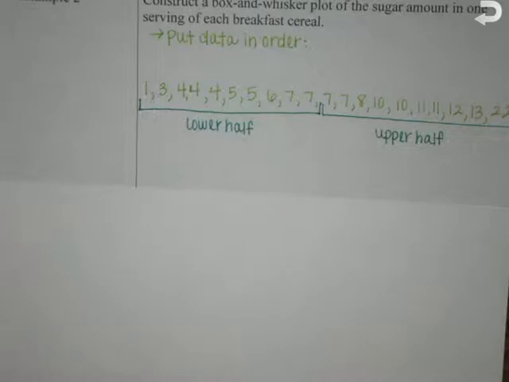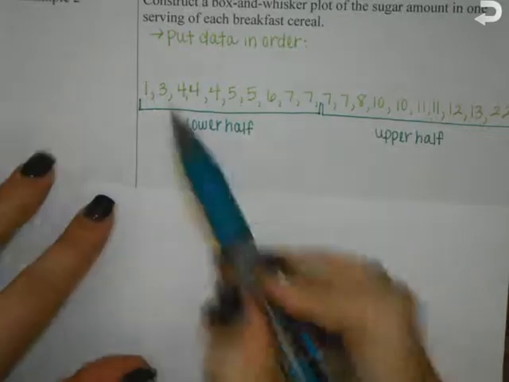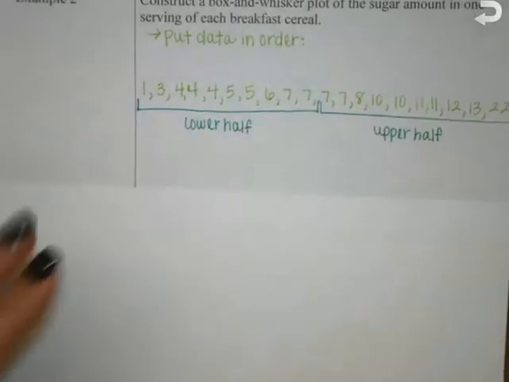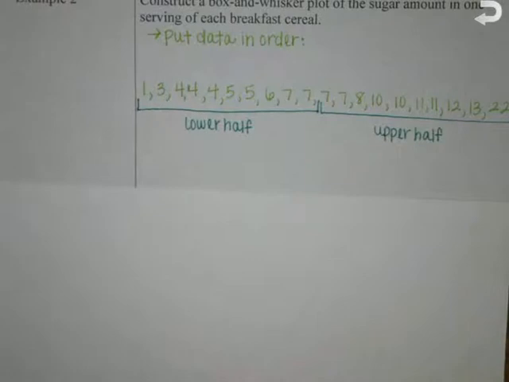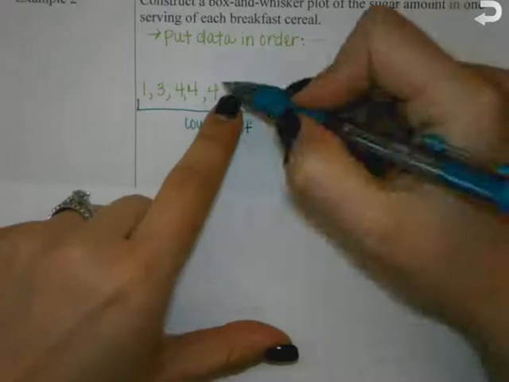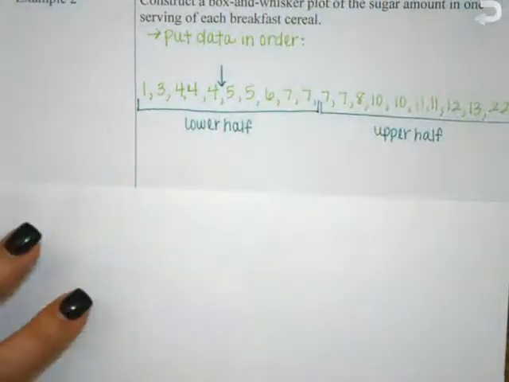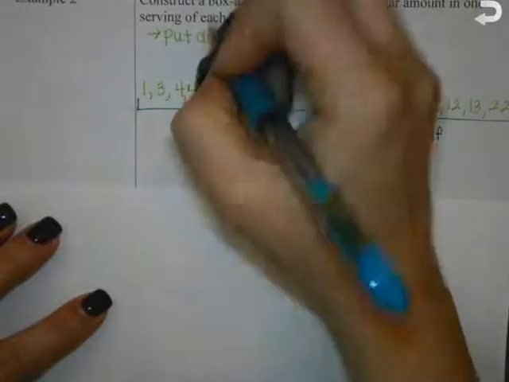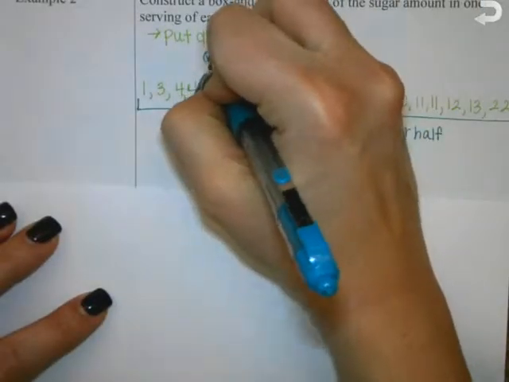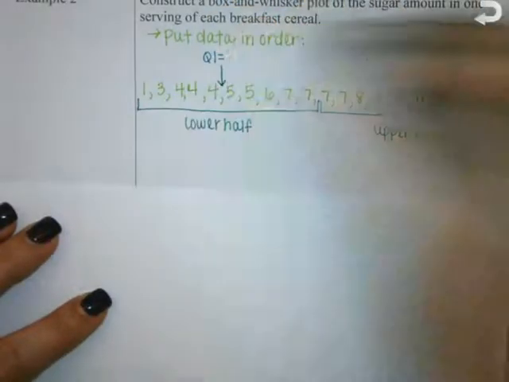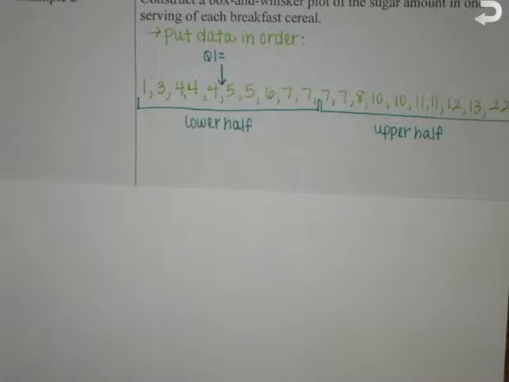So let's look at our lower half. Where is the median of that lower half? Where's the halfway point? In between 4 and 5. So draw an arrow in between 4 and 5. That is going to be Q1. And so what is right in the middle of 4 and 5? 4.5. So Q1 is 4.5.